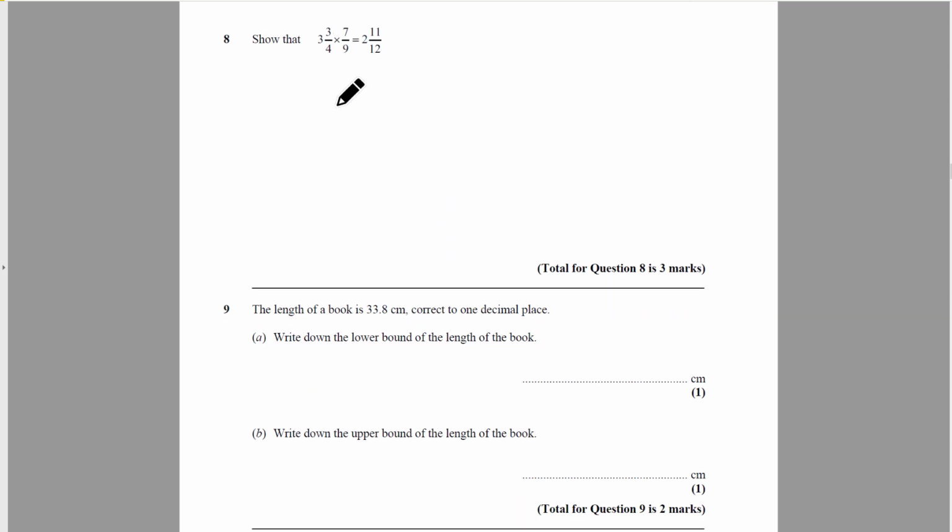Question 8. Show that, so we just worked that out. Let's turn that into an improper fraction. 3 times 4 is 12, add 3 is 15. That's going to be 15 over 4 times 7 over 9. 7 times 15, well, that's 105 over 36. Right, how many 36 is going to 105? That's 2.